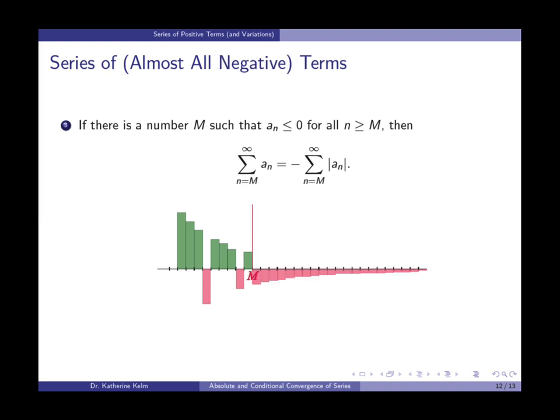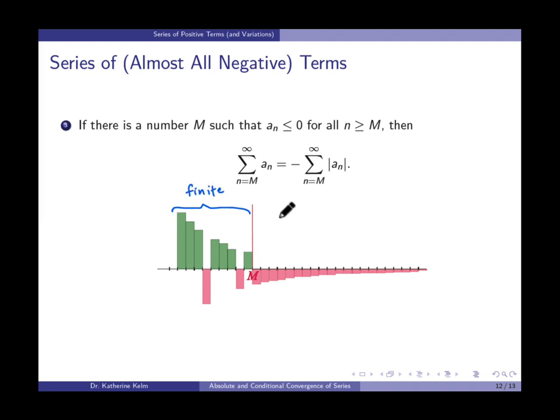Likewise, if there is a number m such that all of the terms are negative from that point on, then the convergence won't be affected by absolute values. Because if the sum of the absolute values starting from m is finite, then the sum starting from m of the original terms will also be finite. And likewise, if one of the series diverges, then so does the other. And there are only finitely many terms before the m, so again, that sum is finite as well.